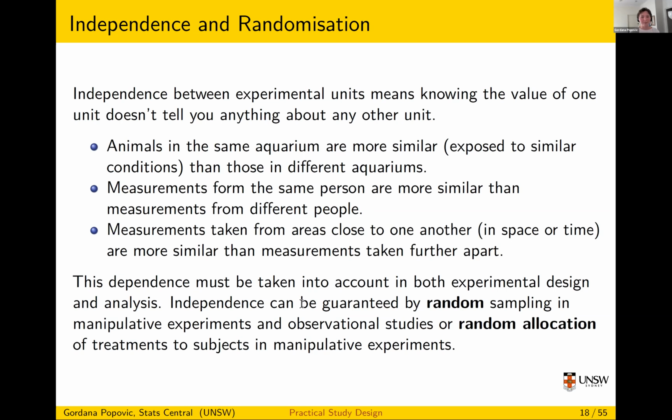And then independence can be guaranteed by random sampling and, in manipulative experiments, random allocation of subjects to treatments.